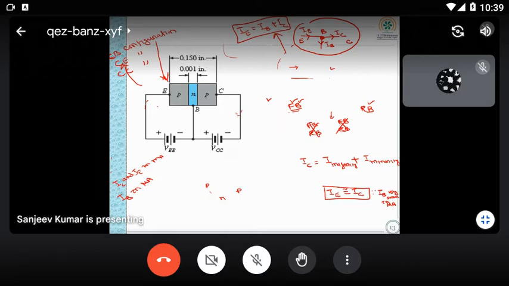And I already told you IB is thin, so IB is very small, which you can see is in microampere, and IC and IE will be in milliampere. Based upon this condition, because IB is very small compared to your IC, we can write IE is approximately equal to IC, as IB is very small, in microampere.